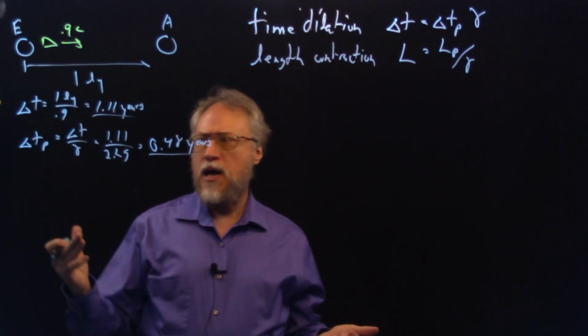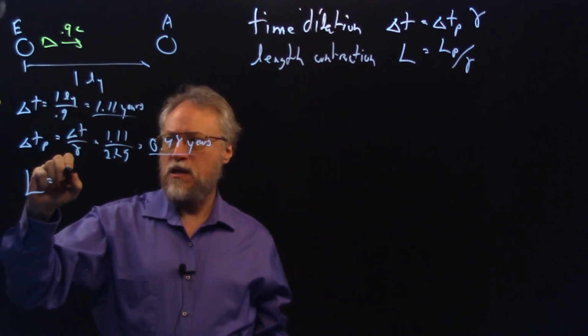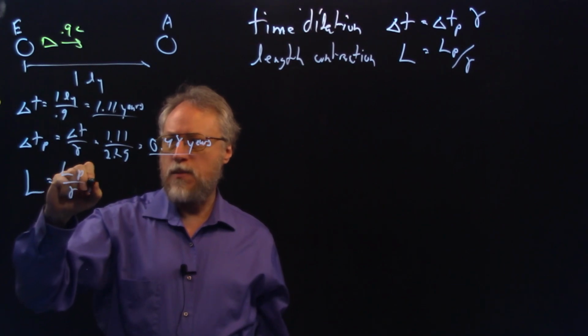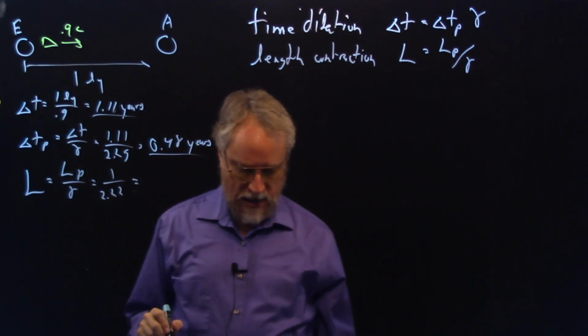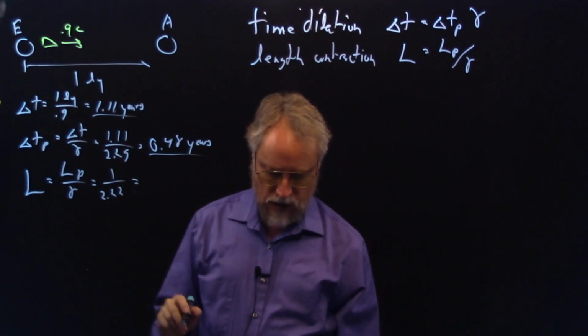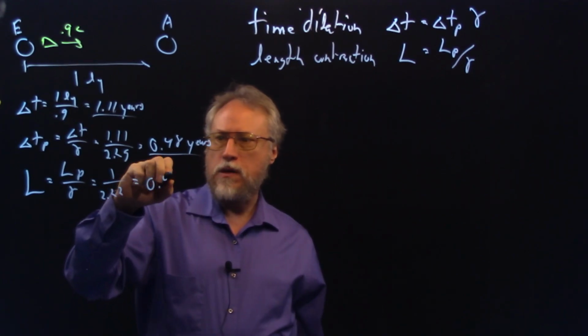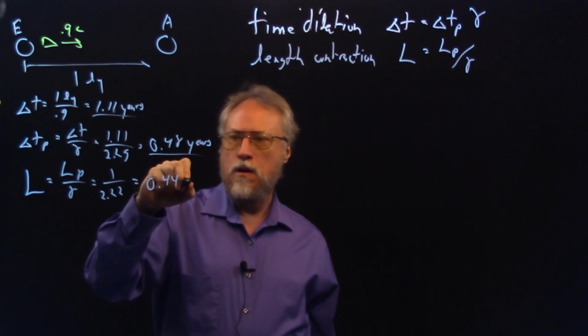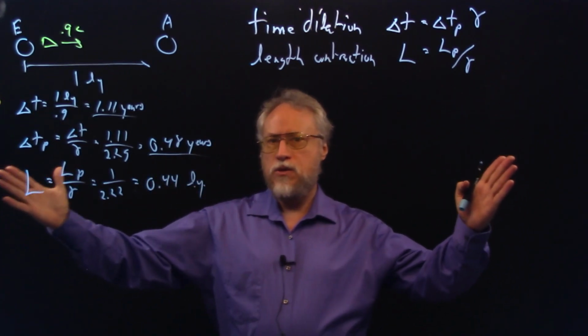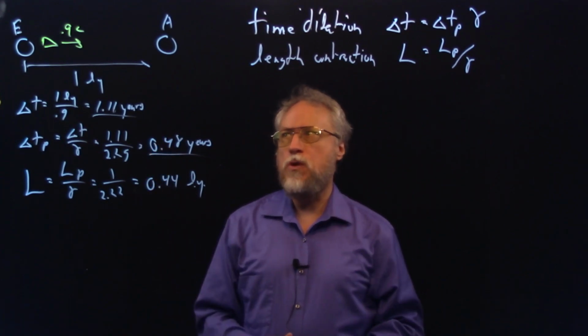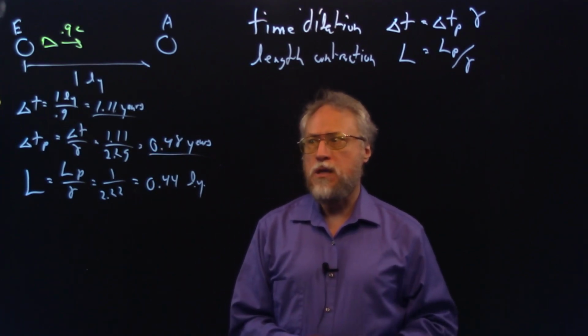So the length that I measure is equal to the proper length divided by gamma. That's 1 divided by 2.29, and that means it's only going to be about 0.44 light years of distance. So it's length contraction of the distance between the two, simply because of the speed that I'm going.